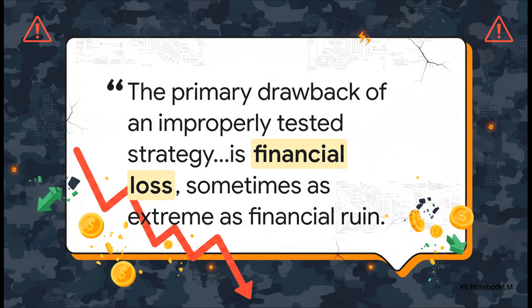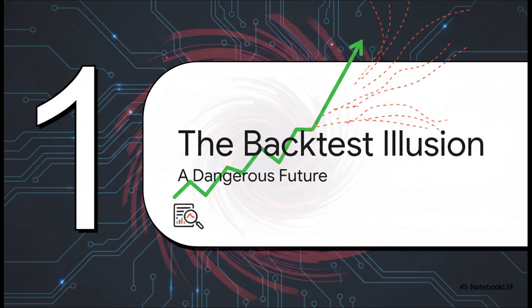Getting your testing process wrong isn't some small academic mistake. It can be a direct path to failure. We're talking about serious financial loss here, so the stakes, they couldn't be higher. So where does it all go off the rails? Well, it often starts right here, with something I like to call the backtest illusion.